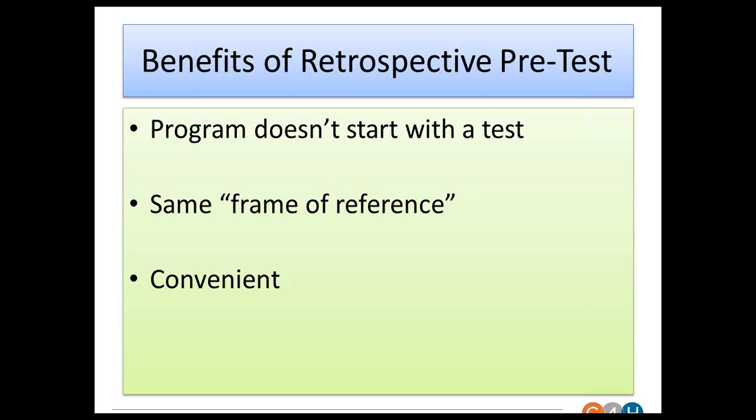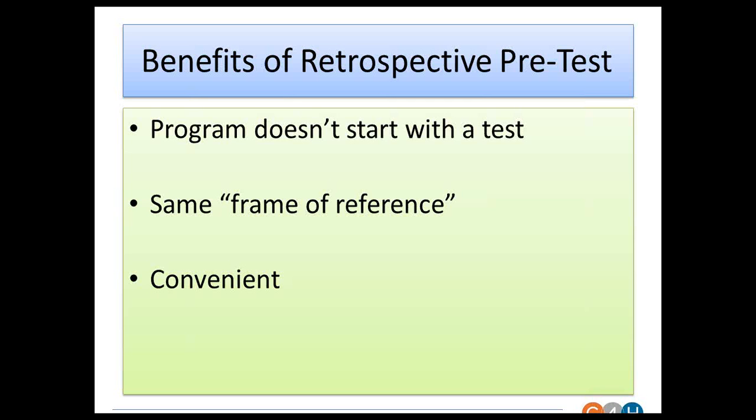So retrospective pretests are popular for a few reasons. First of all, the program starts with learning and not a test, and tests can really turn off some people. Also, we don't have the problem with participants remembering what was on the pretest when they take the post-test. This has actually been proven to influence the answers on post-tests, and this is true especially when the tests are taken too close together.